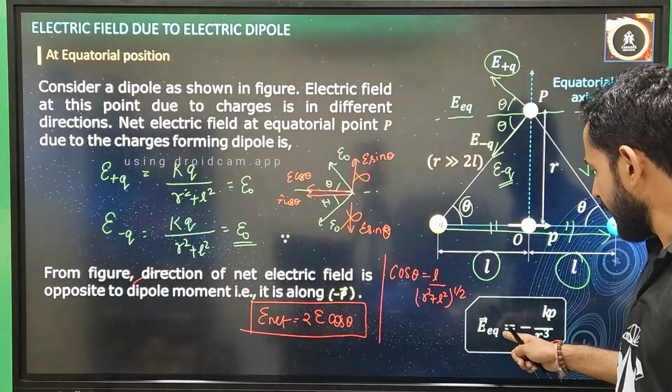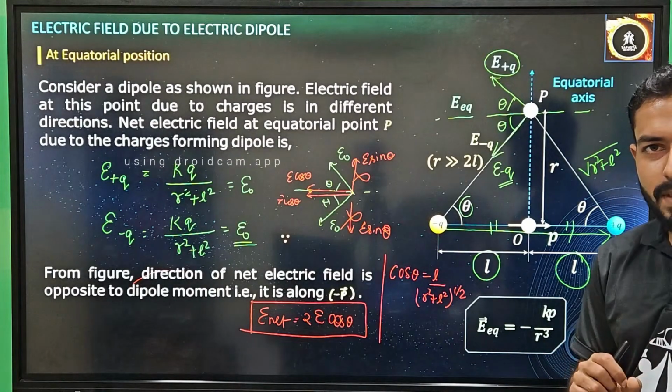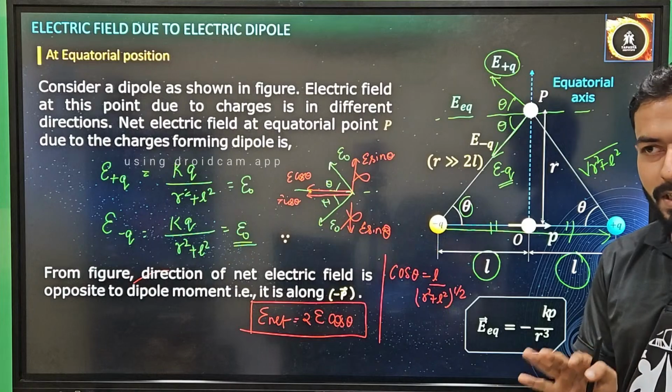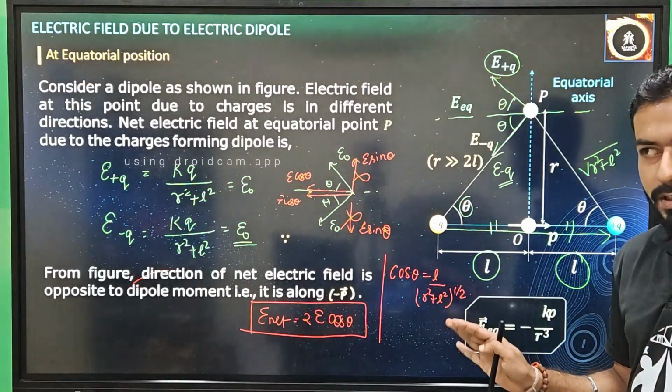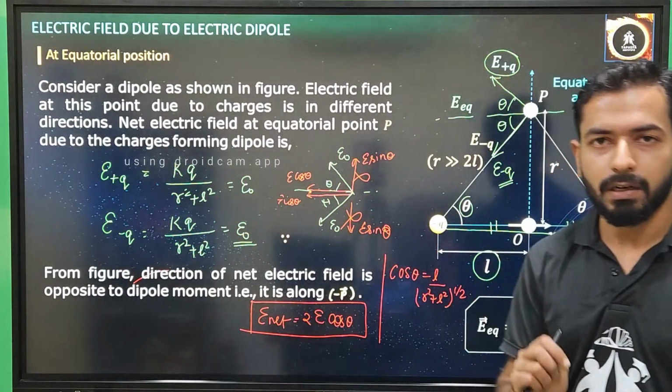This is written as what? E equivalent is equal to minus of Kp divided by Rq. So why is this negative term coming? Actually you have to understand our derivation was completely correct. Everything we did step by step, there was nothing wrong in that. The only thing that is changing is the direction.